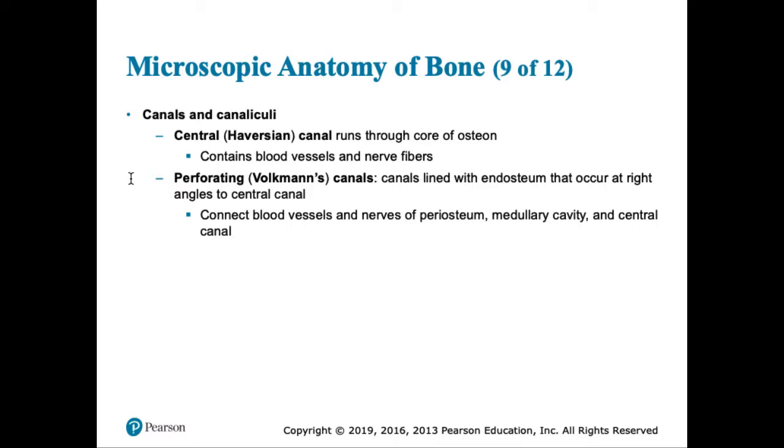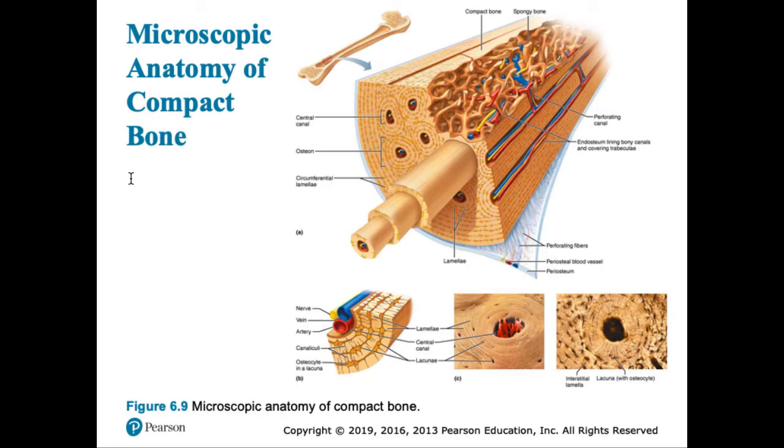The canals and the canaliculi: the central canal, or the Haversian canal, runs through the core of the osteon, and it contains, like we saw in the last image, the blood vessels and the nerve fibers. And then we also have perforating canals, which we call Volkmann's canals. These canals are lined with endosteum and occur at right angles to the central canal, and this connects the blood vessels and nerves of the periosteum, medullary cavity, and the central canal.